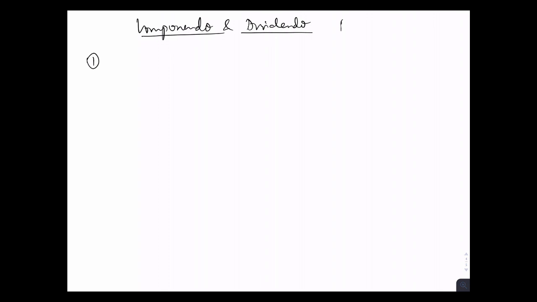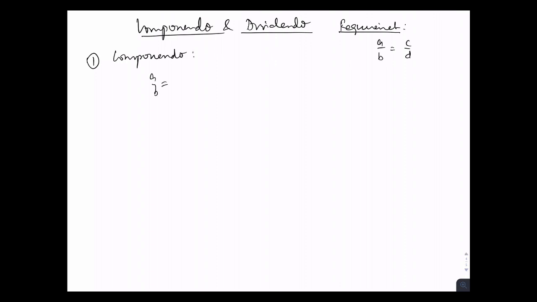The basic requirement to use componendo dividendo kind of operations is that the given information should be two ratios, A by B equals C by D. If two equal ratios are given, then only you can talk about all these operations. So the first operation is called componendo.